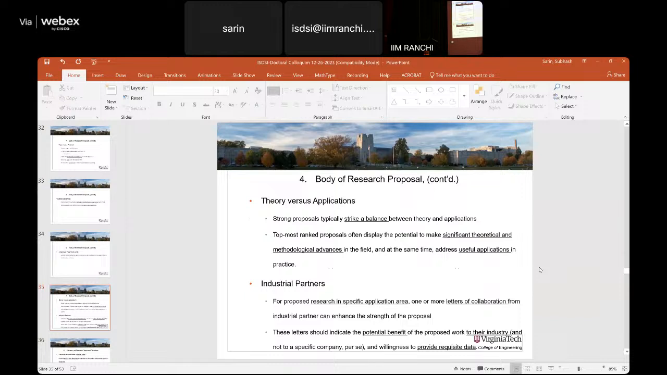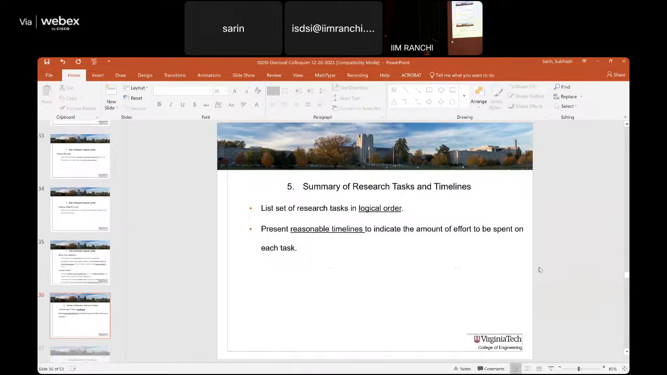Seeking industrial partners, that's very important, especially for applied kind of research. So propose research in a specific application area. It's a good idea to talk to industry and get their feedback on the ideas and get their letter of collaboration. Not support, collaboration. So from industrial partners, it can only enhance the strength of the proposal. These letters should indicate the potential benefit to the company, and they can share data with you, so you can apply the ideas and show the effectiveness of what you are going to create.